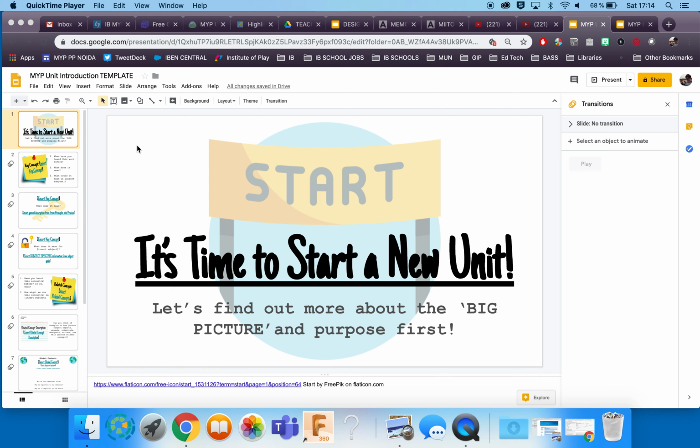Hello, today I've really been thinking about how I can better introduce my units to allow students to really understand the statement of inquiry and also the key and related concepts and the global context. So now what I tend to do is introduce the topic of the unit, tell them a little bit about it, and then I'll say, this is the statement of inquiry, this is the most important part.